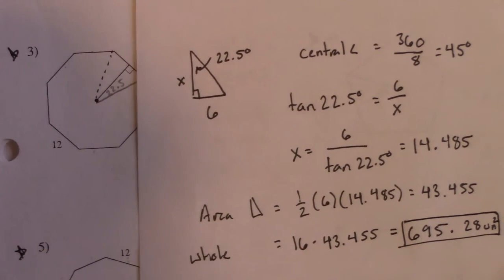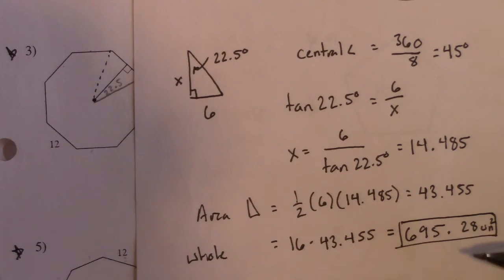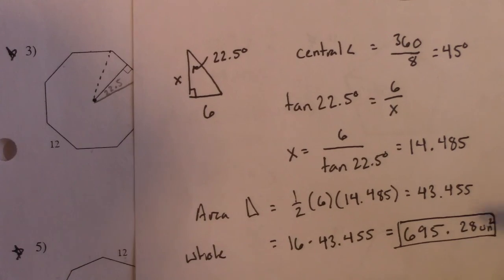One little word to the wise for this problem, I did go ahead and round at this step right here. Depending on how you're calculating this with your calculator, if you can keep it all the way through, you will get a more precise answer. So for writing it down, I started rounding here, but if you can keep the number on your screen and use it all the way through, you might get a slightly more precise answer at the end. So just be aware of that.